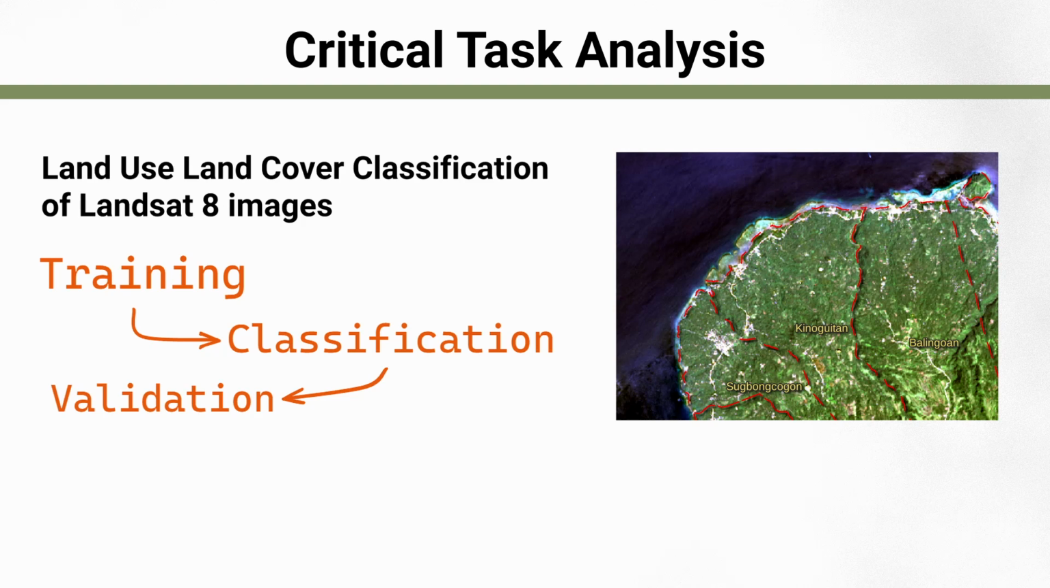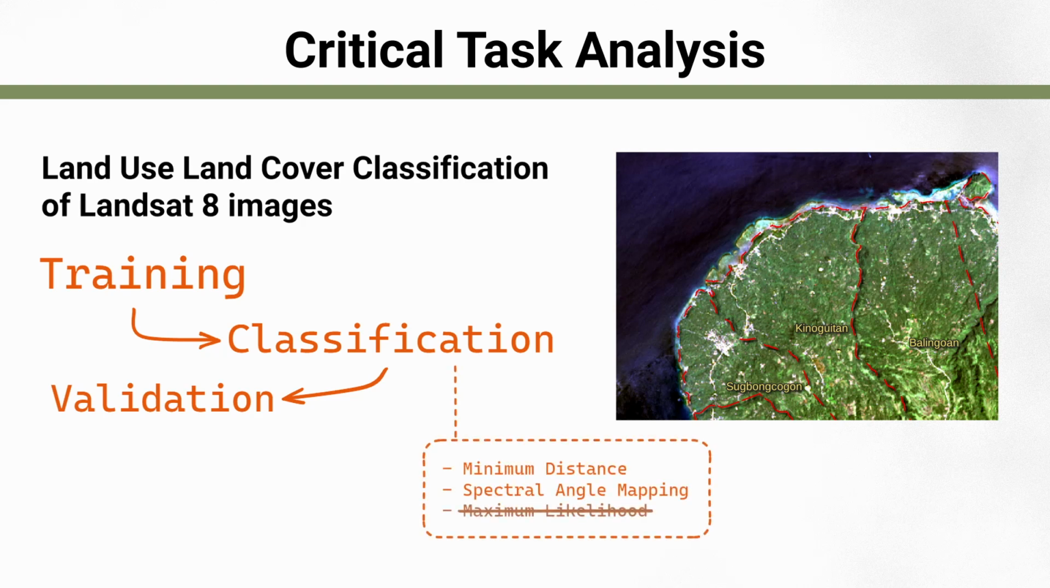The two main algorithms we'll use and compare are minimum distance and spectral angle mapping. However, maximum likelihood will not be included due to unforeseen technical issues and a lack of time. Finally, we'll discuss the classification results and their implications.